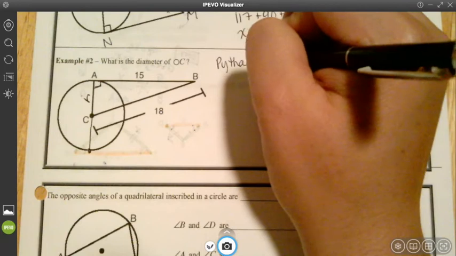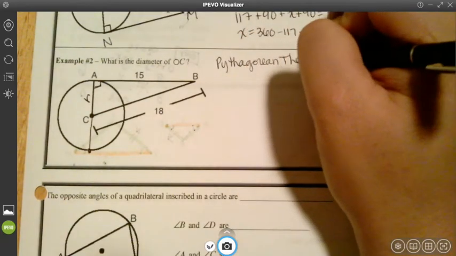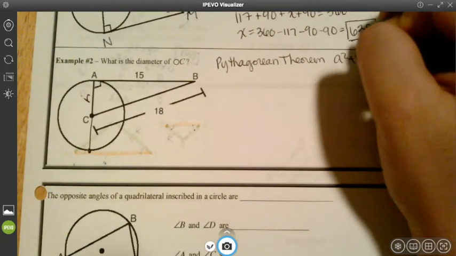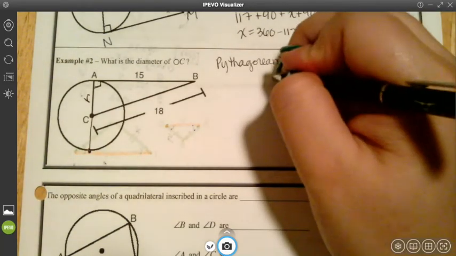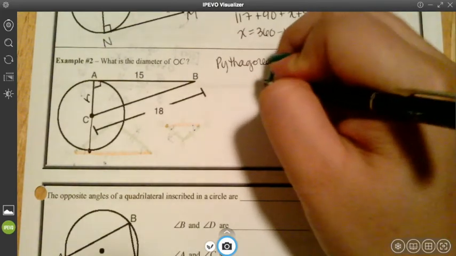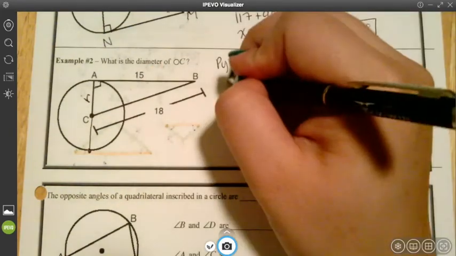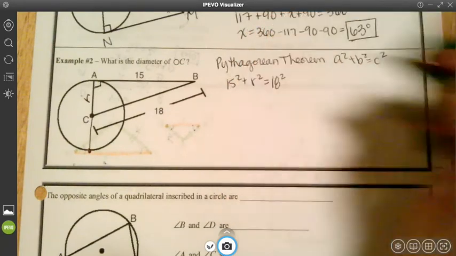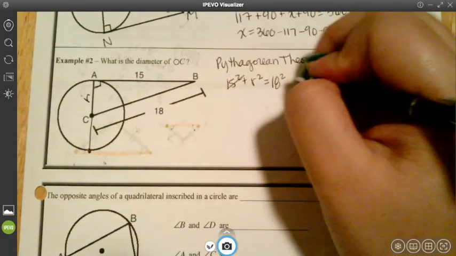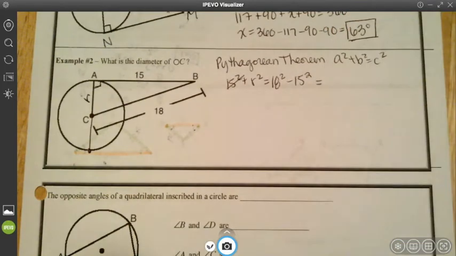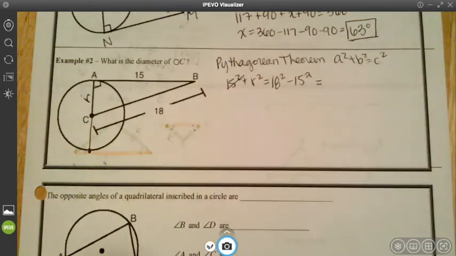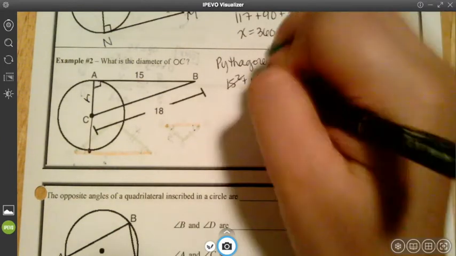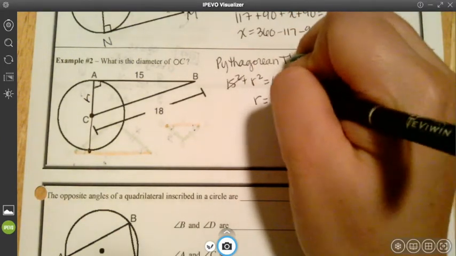Pythagorean theorem is a squared plus b squared equals c squared. Starting with our hypotenuse, that is 18 squared equal to our legs squared: 15 squared plus r squared. Subtract 15 squared. I'll do this part in my calculator. 18 squared minus 15 squared equals 99. So that means that r is plus or minus the square root of 99.